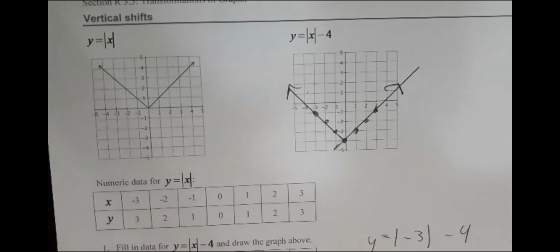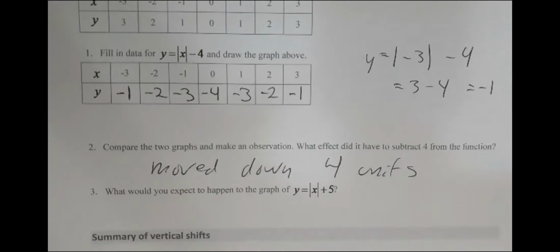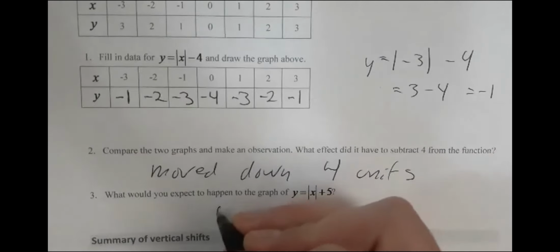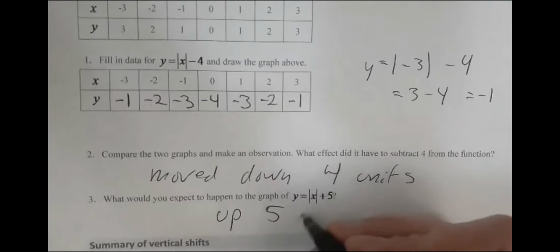Okay. So we're looking at this. They give us an absolute value of X minus 4, and it shifts it down 4. Now they come back with this question. What do you think the absolute value of X plus 5 is going to do? So subtracting 4 moves down 4, then adding 5. And I don't want to do this, but you could do another table if you really wanted to. But we're hoping you notice a certain pattern, and it moves it up 5 units.